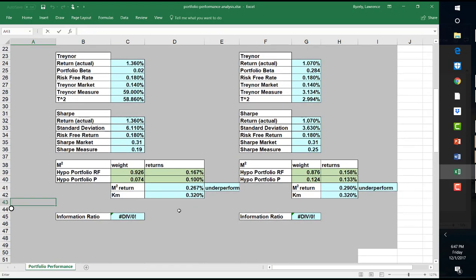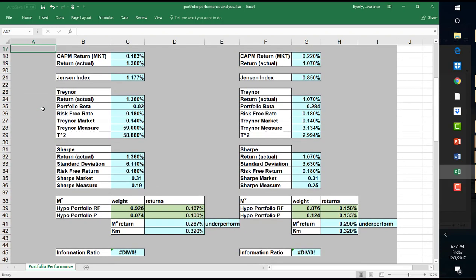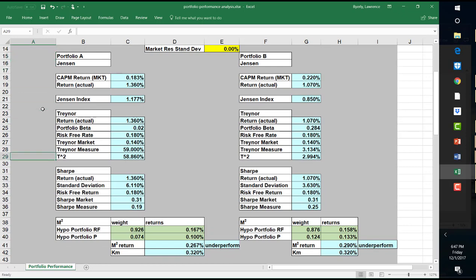And then finally, if you come down and look at the M squared information, 0.267, 0.290, in this case, they are both performing worse than the market. So in this case, we'd say that these portfolios in general look like they are underperforming the stock market. So again, I think that the takeaways from here is, obviously you're looking for bigger numbers. You want to perform whatever the market number is. We want a number that's bigger than the market number.